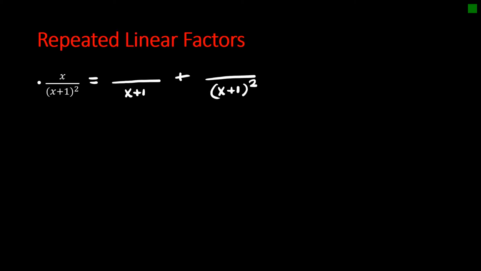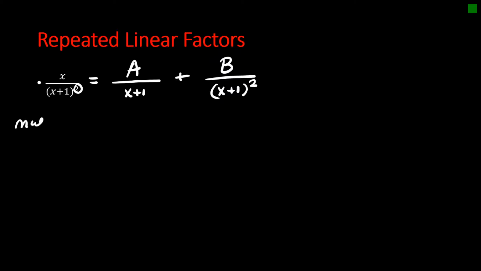So if this had been x plus 1 to the 4th power, we would have had 4 different terms here. We would have had a denominator with x plus 1, another denominator with x plus 1 squared, another with x plus 1 cubed, and another with x plus 1 to the 4th. So you have to start at the first power and go all the way to whatever the power in the original expression is. So since these are linear factors, we have constants A and B.